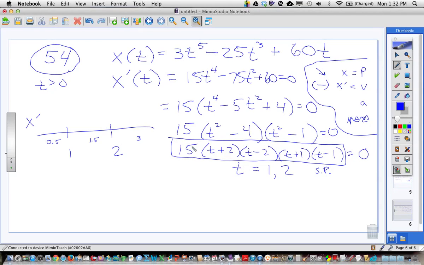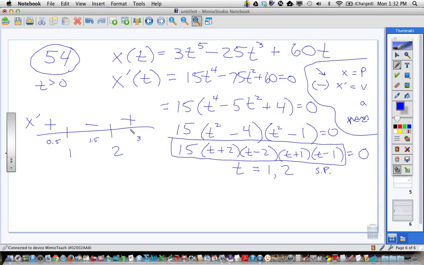Okay, so 0.5. Well, let's see. That's positive. 0.5 plus 2, that's positive. 0.5 minus 2, that's negative. 0.5 plus 1, that's positive. 0.5 minus 1, negative. I had 2 negatives. That's positive. Put 1.5 in, that's positive. 1.5 minus 2, that's negative. 1.5 plus 1, that's positive. 1.5 minus 1, that's positive. I had 1 negative in there. Now let's put a 3 in. Positive, 3 minus 2 is 1, that's positive. 3 plus 1 is positive. 3 minus 1 is 2, that's positive. They're all positive.